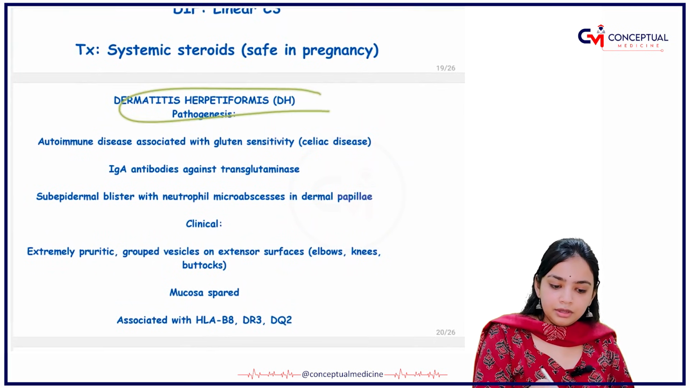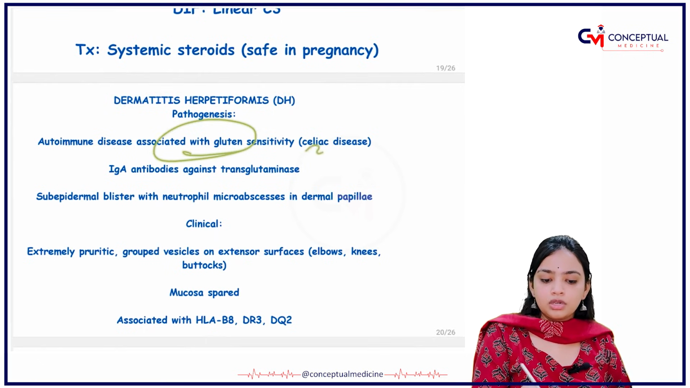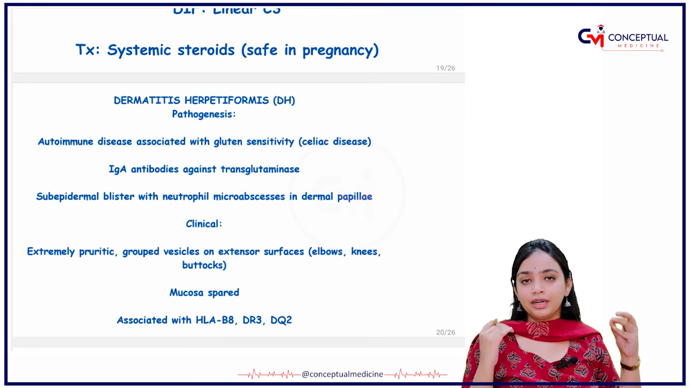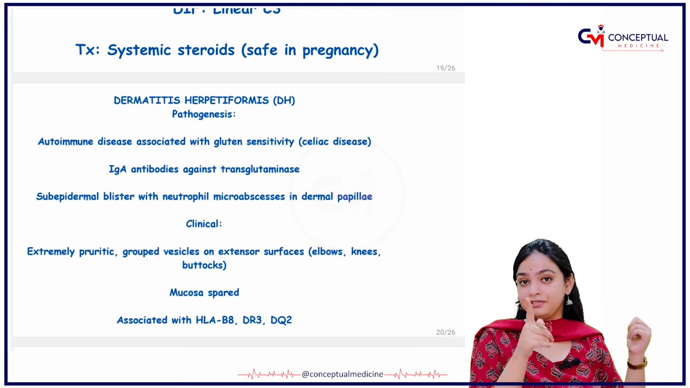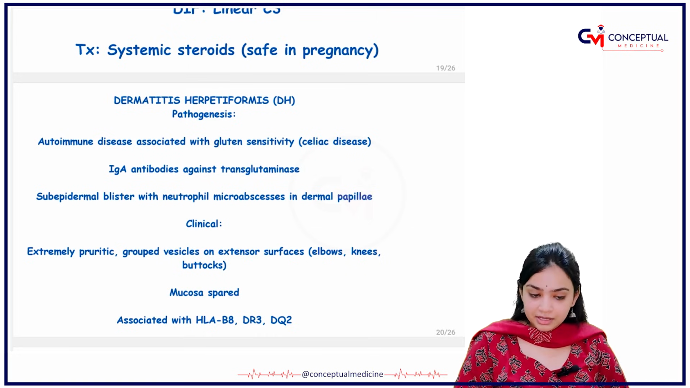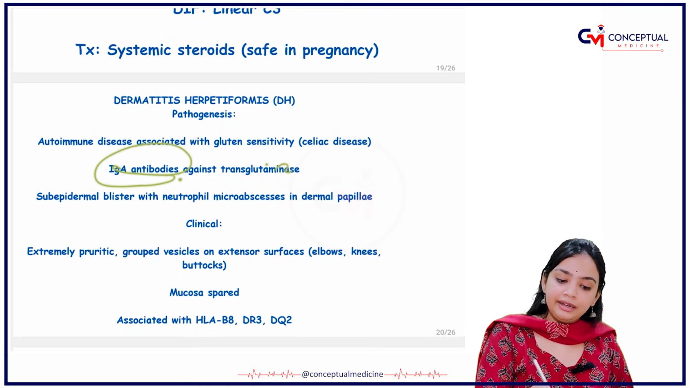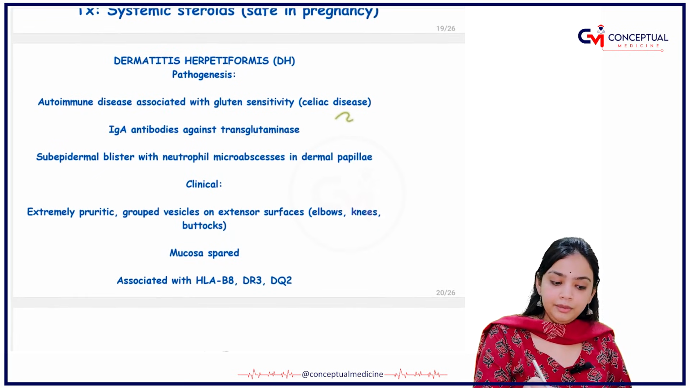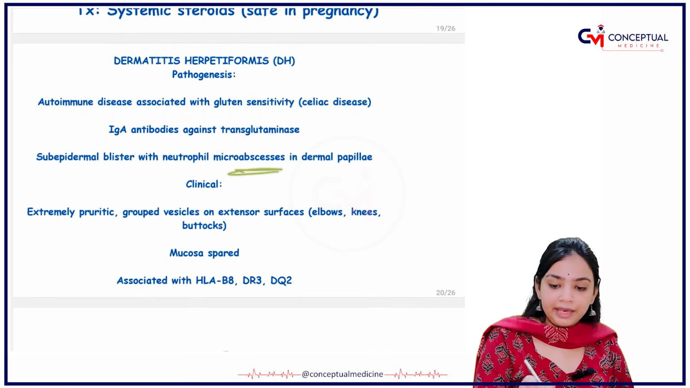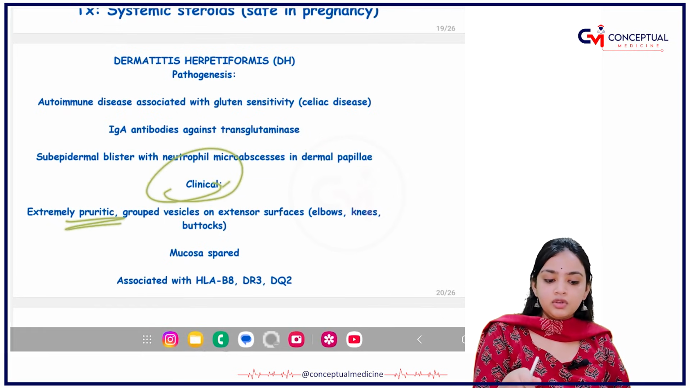Next you have is dermatitis herpetiformis. It is an autoimmune disease mainly associated with gluten sensitivity, like your celiac disease. Patients who are gluten sensitive are mainly likely to develop this kind of disease. IgA autoantibodies are there, and there are subepidermal blisters with neutrophil microabscesses in the dermal papilla. In the clinical features, they are extremely pruritic.